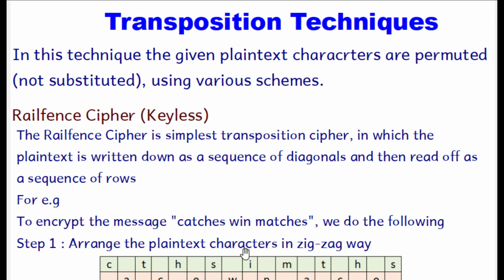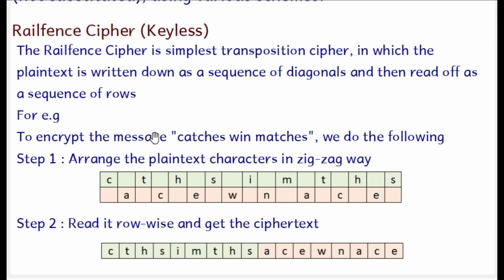For example, we have to encrypt the message "catches win matches". This is the message we have to encrypt. What we do is make two rows and write the message in this way: C A T C H E, in a zigzag way, catches, then win, matches, and so on.